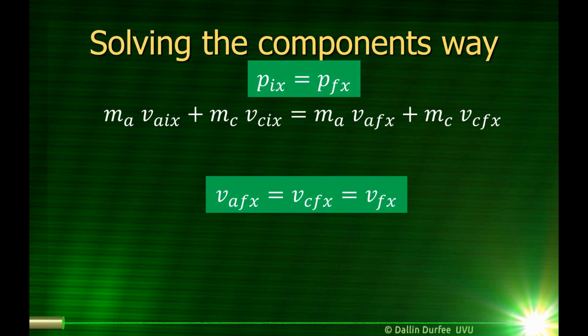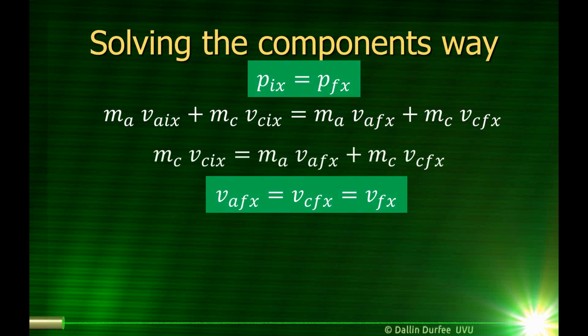So our momentum equation says the mass of the astronaut times the x component of the astronaut's initial velocity, plus the mass of the cell times the x component of the cell's initial velocity, must equal the mass of the astronaut times the astronaut's final velocity x component plus the mass of the cell times the x component of the cell's final velocity. And of course, the initial velocity of the astronaut is 0, so the initial x component of the velocity is 0. That first term goes away.